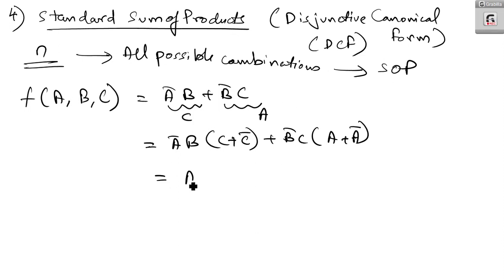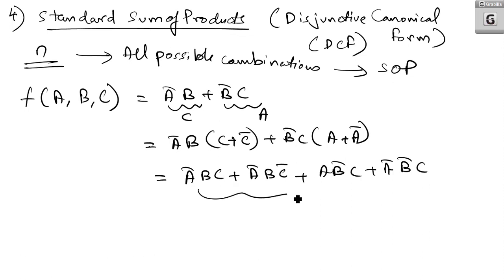So here what will you get? You will get a bar b c or a bar b c bar, or a b bar c or a bar b bar c. This gives the standard sum of products form. I hope you have understood how to obtain the standard sum of products form. Now, each term.